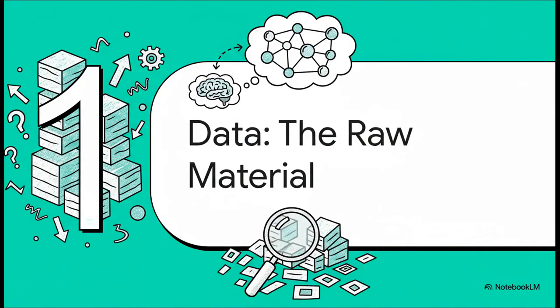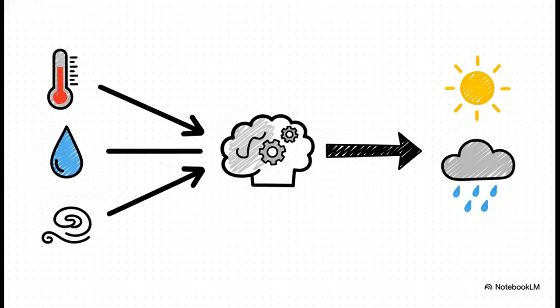Okay, so you can't have learning without having something to learn from. And for any machine learning model, that essential ingredient, that raw material, is always going to be the same thing: data. So, in the world of data, we talk about two key things: features and labels. Think of it this way. If you're trying to predict the weather, the features are all the clues: the temperature, the humidity, the wind speed. The label is the answer to the mystery you're trying to solve. Is it going to be sunny or is it going to rain?